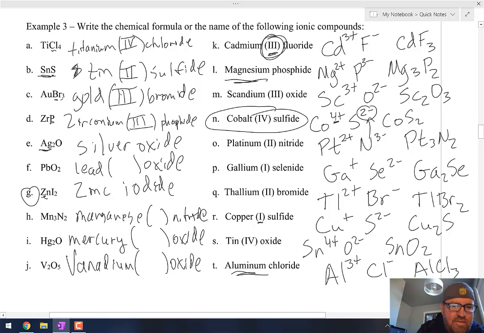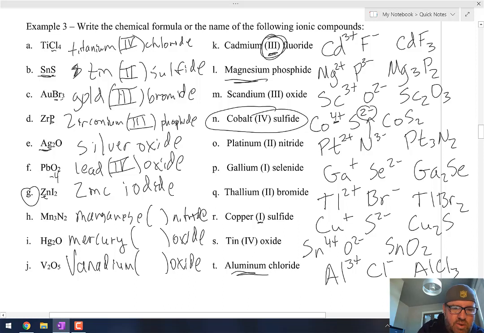Okay, letter F, oxygen's -2, and there's 2 of them, so that's -4 all total. See how I did that? Each oxygen has a -2 charge, but since there's 2 of them, that's -4. So that means the lead has to be +4. Okay, here's a tricky one right here. The last 3 are a little bit trickier.